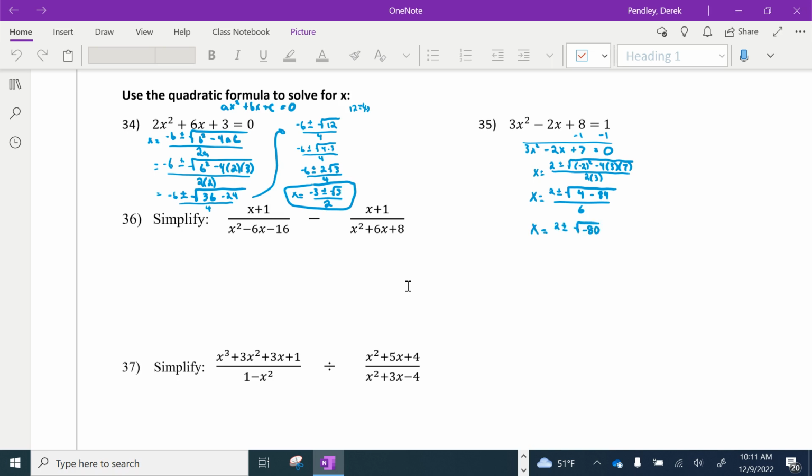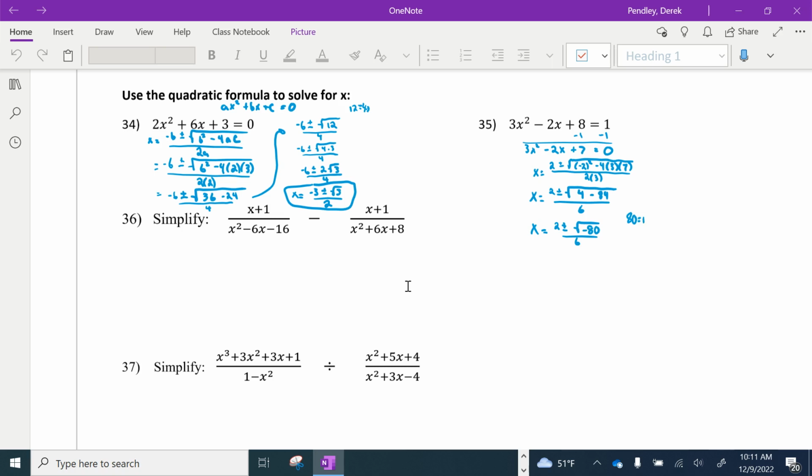And this is where normally, when we were teaching this chapter, you would have written no real solutions. But since then, we've learned about imaginary numbers. So if we factor out a negative here, we get i. And square root of 80 is not a whole number, but 80 equals 16 times 5. Because 16 is a perfect square, I can take that out.